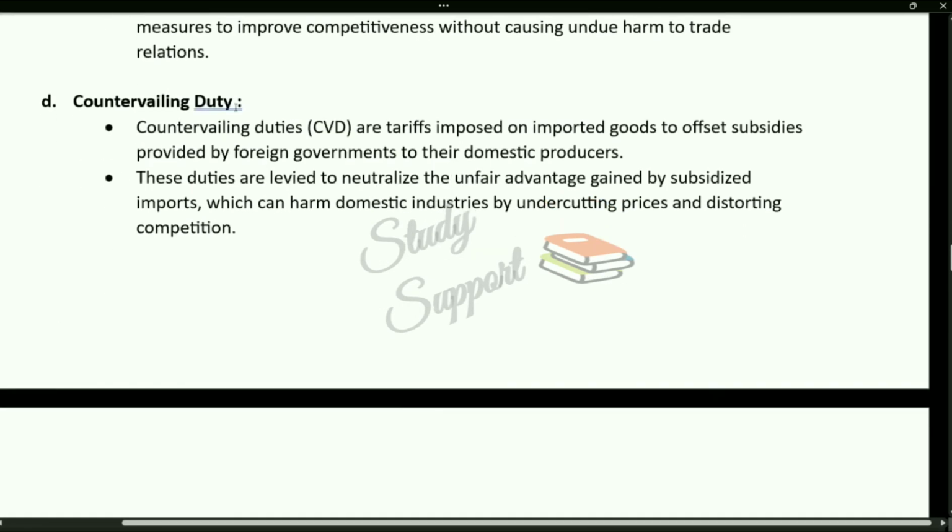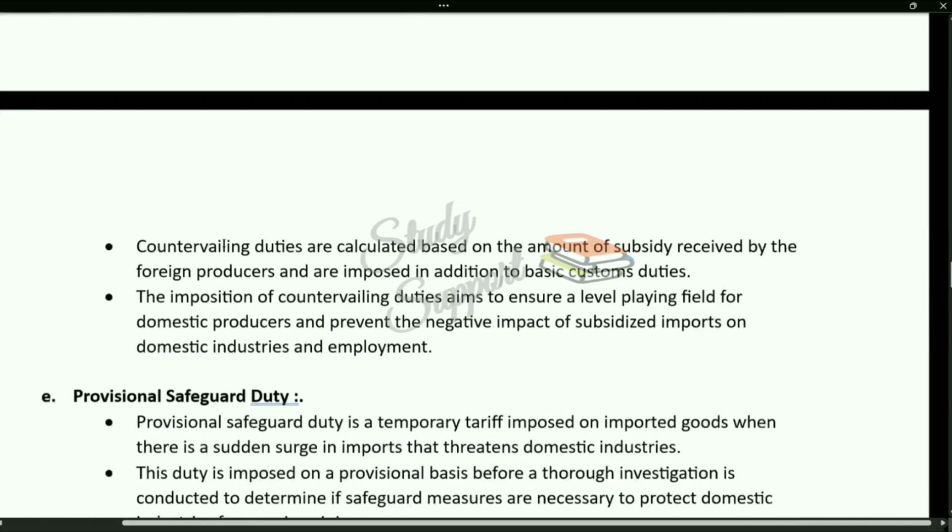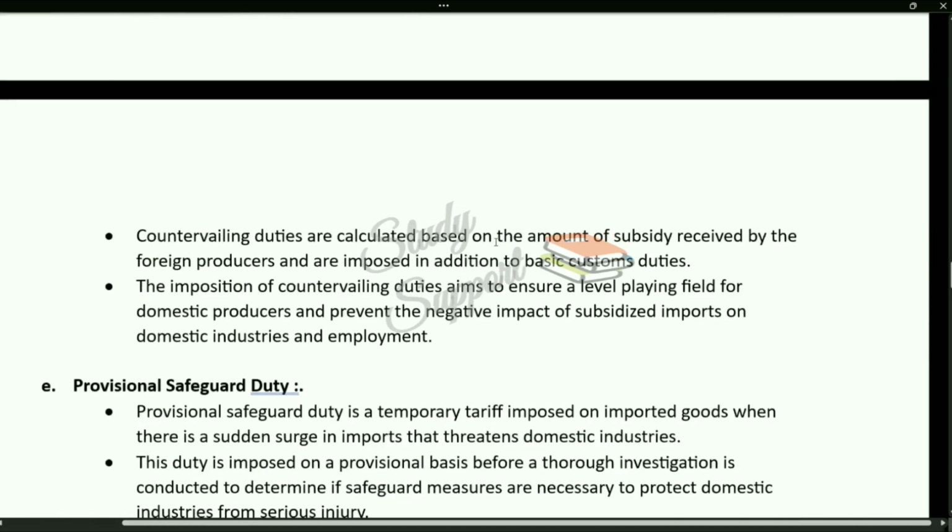D. Countervailing duty. Countervailing duties, CVD, are tariffs imposed on imported goods to offset subsidies provided by foreign governments to their domestic producers. These duties are levied to neutralize the unfair advantage gained by subsidized imports, which can harm domestic industries by undercutting prices and distorting competition. Countervailing duties are calculated based on the amount of subsidy received by the foreign producers and are imposed in addition to basic customs duties. The imposition of countervailing duties aims to ensure a level playing field for domestic producers and prevent the negative impact of subsidized imports on domestic industries and employment.